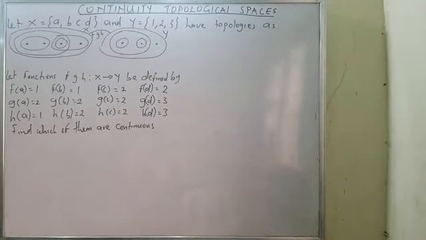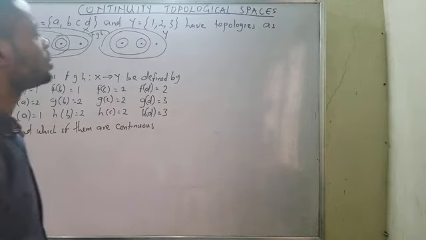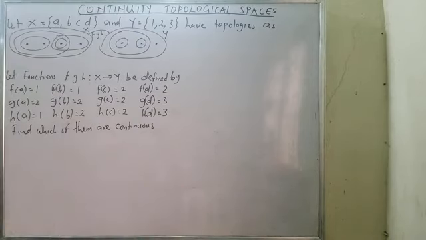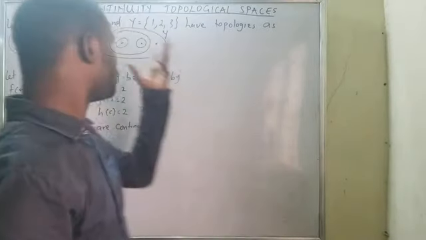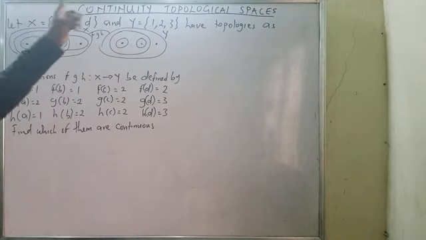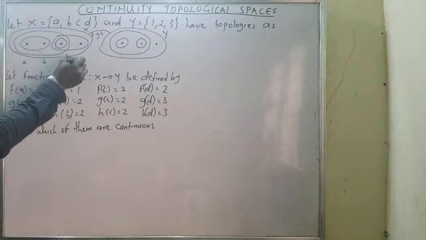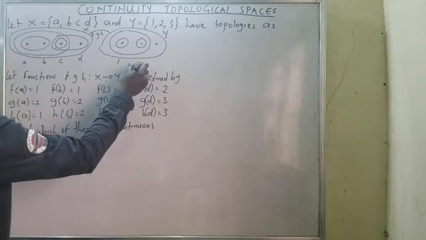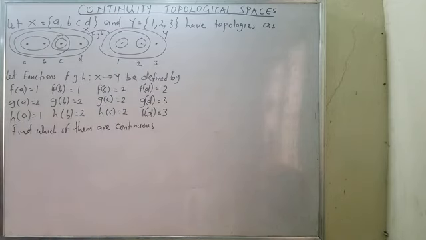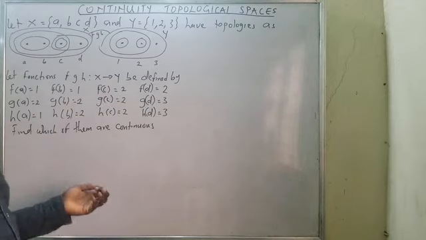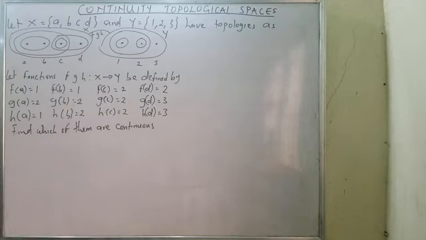Look at this problem. It's a very good one. What you have here is another way of presenting topological spaces on each of the sets, because we are talking about X and Y. This one will be A, this one will be B, C, and D. Here will be 1, here will be 2, here will be 3. They are just another way of presenting it. If I have this type of problem, I want to find which of them are continuous. How do I go about it?